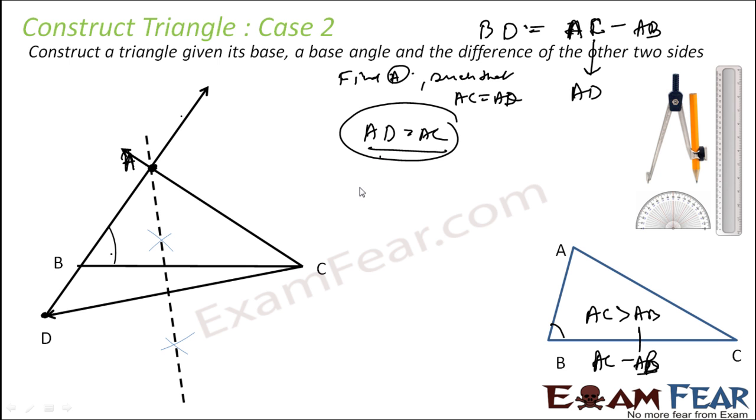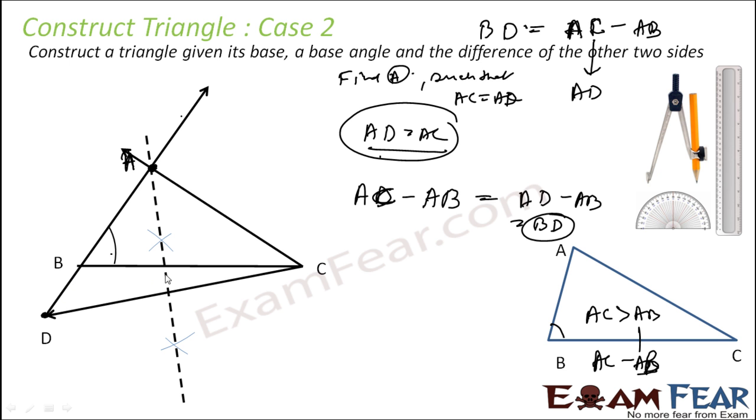If AD is equal to AC, what is given is AC minus AB, right? AC minus AB is equal to what? AC is equal to AD, so AD minus AB. And AD minus AB is what? BD. And that is true. That is what we have taken.